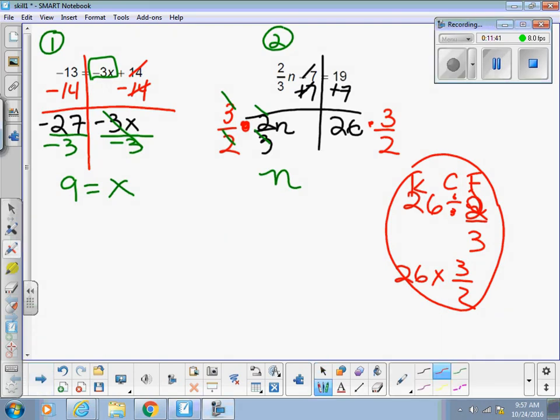Okay, so here when we do 26 times 3, we get 78. And then 78 divided by 2, we get 39. Sorry about that, 69. Alright, so that's that. So just remember here when we are dealing with these, we just go ahead and multiply by the reciprocal of the fraction.